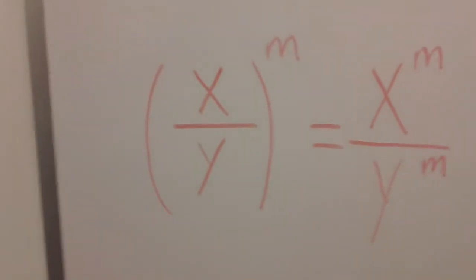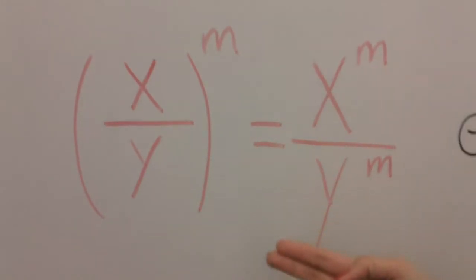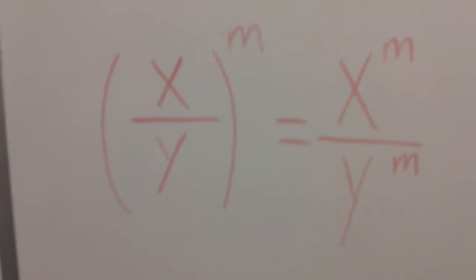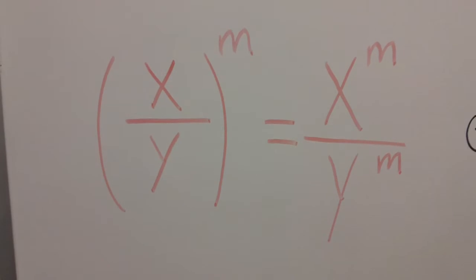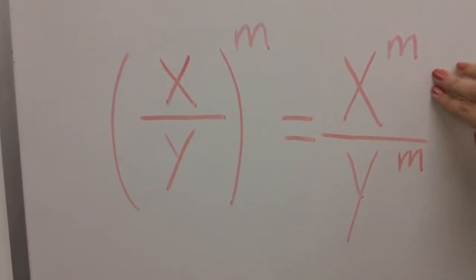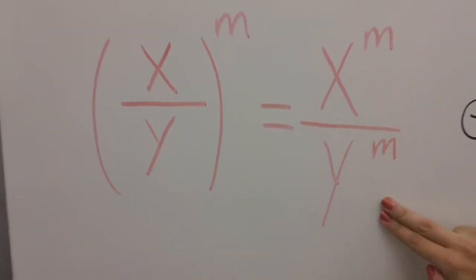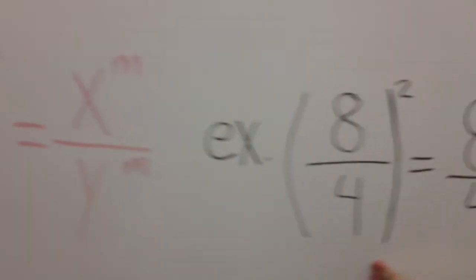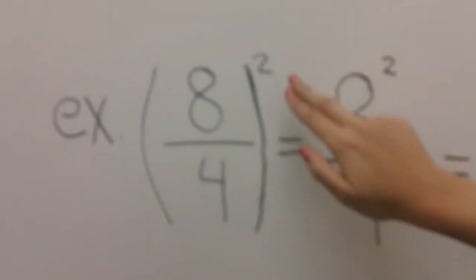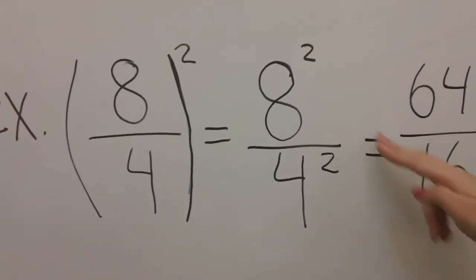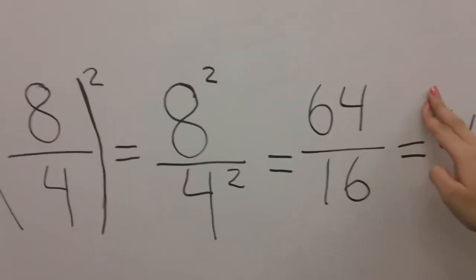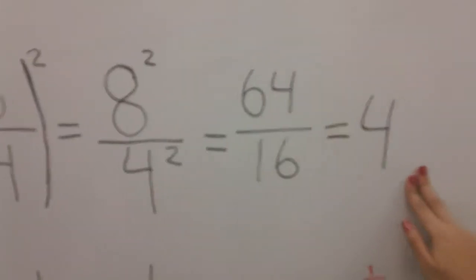Our next equation is x over y in parentheses to the power of m. Now remember, because it's in parentheses, we want to equally distribute the m to both x and y. So we'll have x to the power of m over y to the power of m. For our example, we have 8 over 4 in parentheses to the power of 2, which is 8 squared over 4 squared, which we know is 64 over 16, and our answer would be 4.